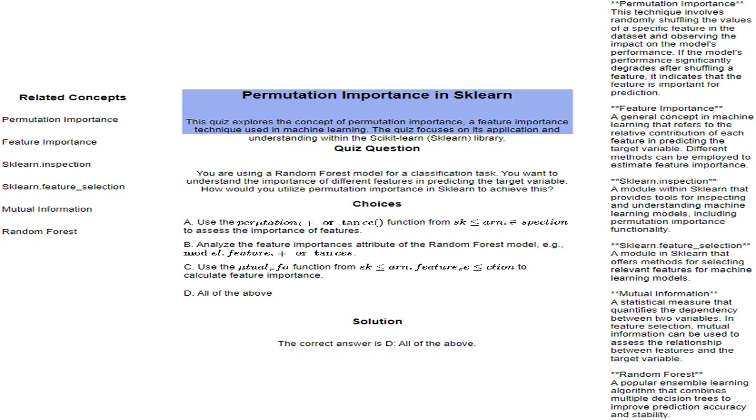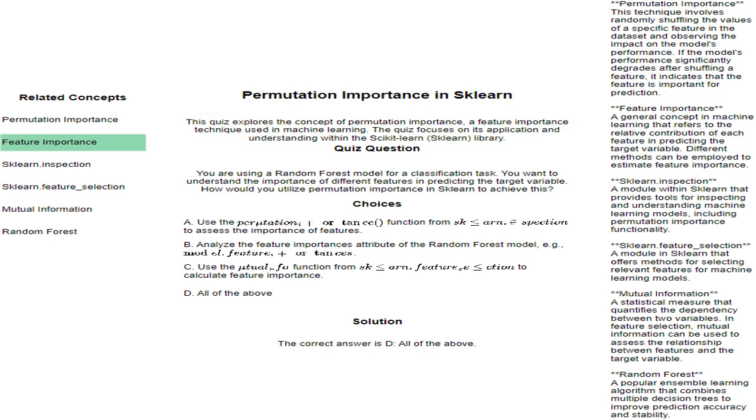Permutation importance. Permutation importance is a feature importance technique that assesses the significance of features by shuffling their values and observing the impact on the model's performance. If shuffling a feature significantly degrades the model's performance, it implies that the feature is important for prediction. It is a model-agnostic technique, meaning it can be applied to any machine learning model.